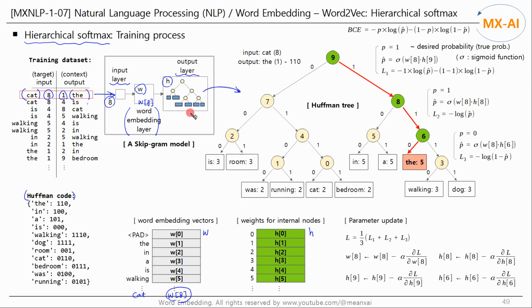Now let's see what happens in the output layer. Each internal node in this tree is assigned a unique ID from 0 to 9. And each internal node has a weight vector H, as shown below. First, we get the Huffman code of the context word the, corresponding to the target word cat.